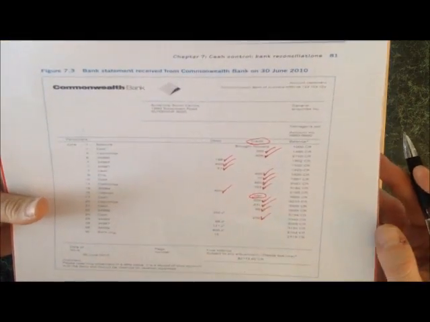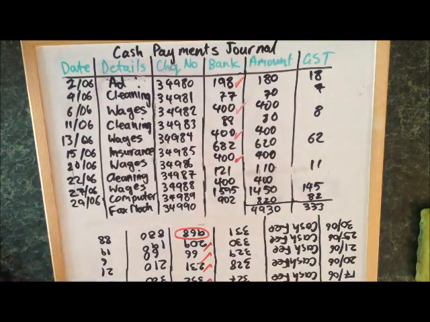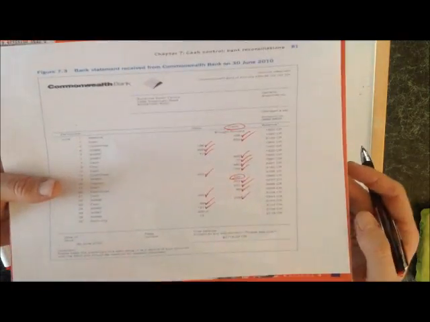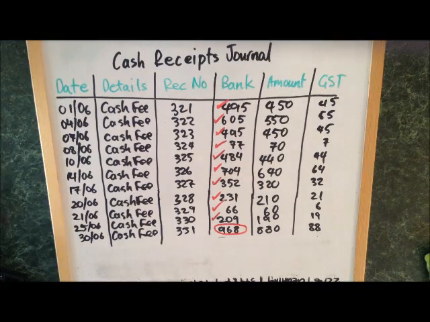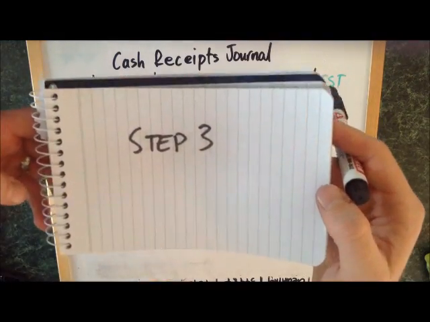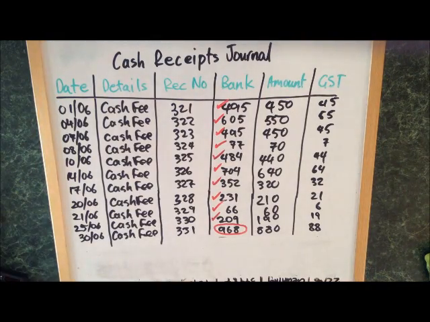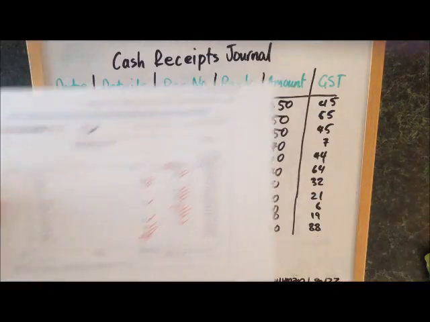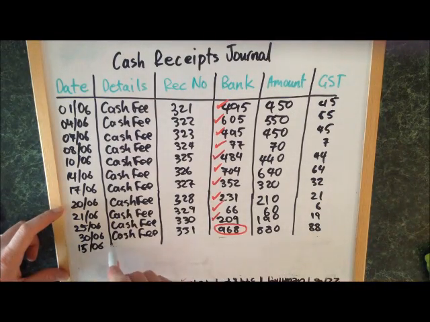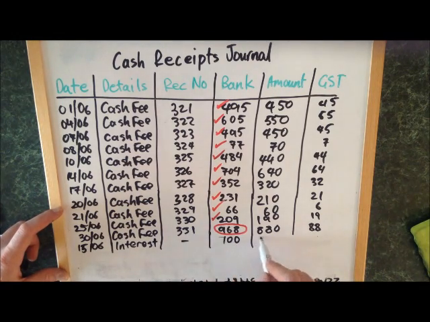Now, what we do here is we do the same thing with our cash payments journal, except this time we're ticking off the debit column against the cash payments journal. Notice that sometimes it's not in the exact order of the cash payments journal. Now you notice there that we missed interest for $15. Let's just keep that in mind for a second. No, sorry, it was for $100, wasn't it?